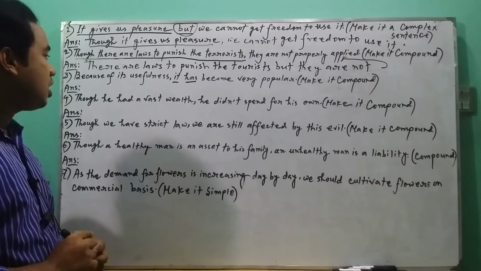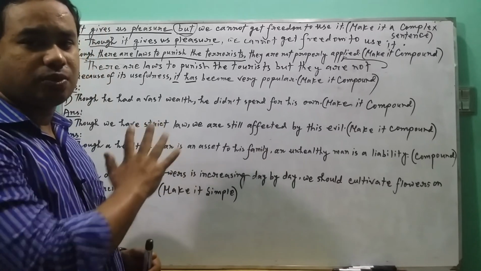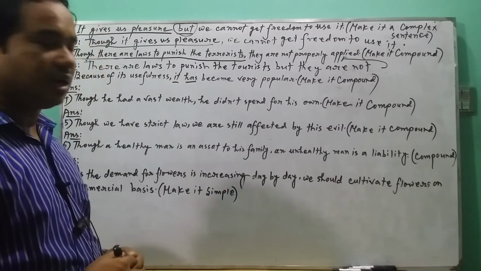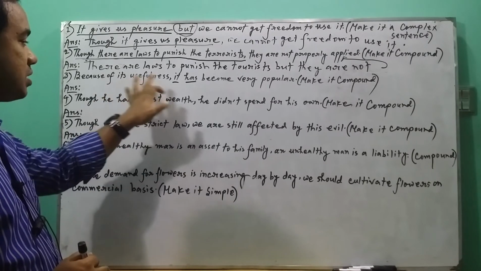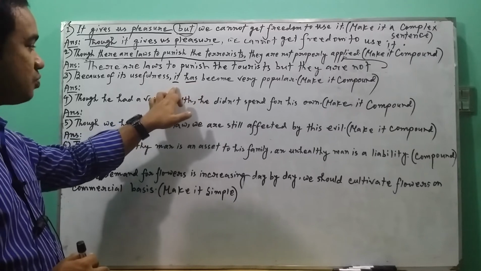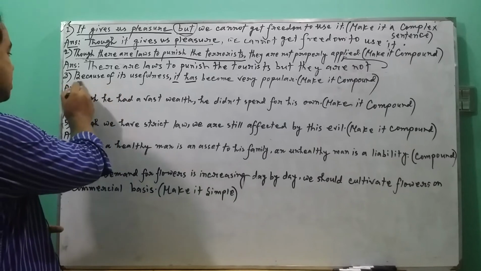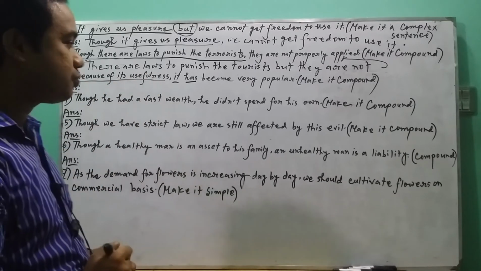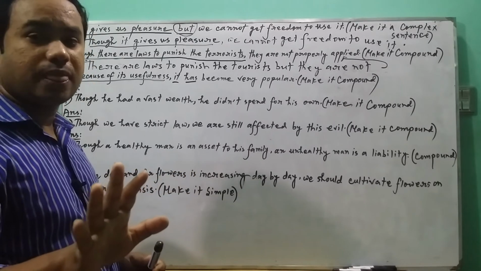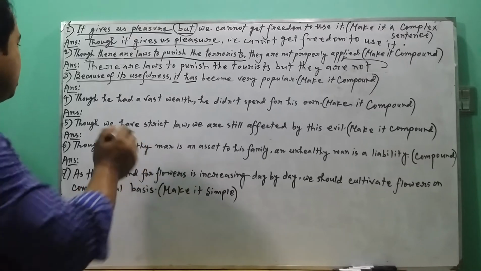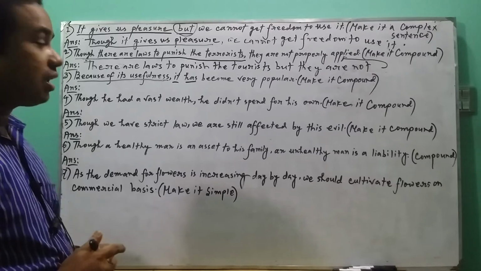Because of its usefulness, it has become very popular. First of all, let's say the type of the sentence. What type of sentence is it according to structure? This is a simple sentence because it has a subject and a finite verb. Subject and a finite verb combination is a simple sentence, and this is a phrase. Based on the previous rule, it would be because of its usefulness. This is a phrase of reason.